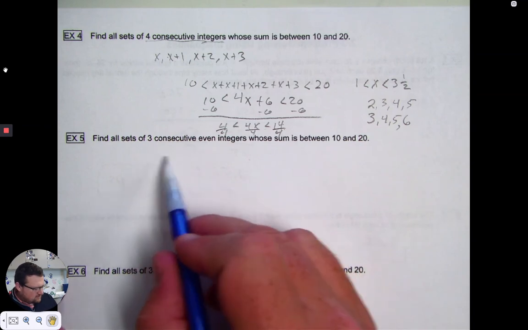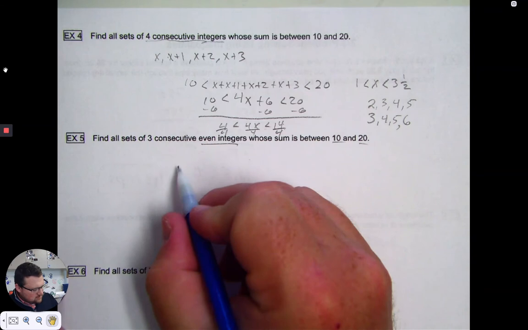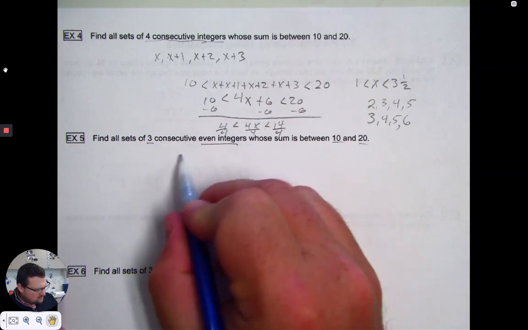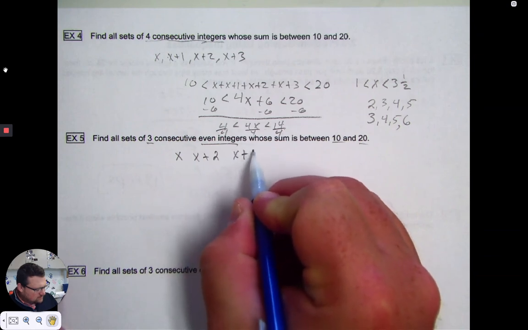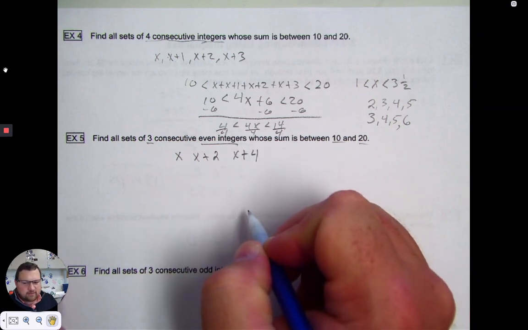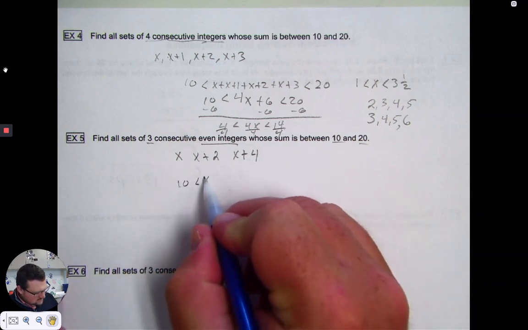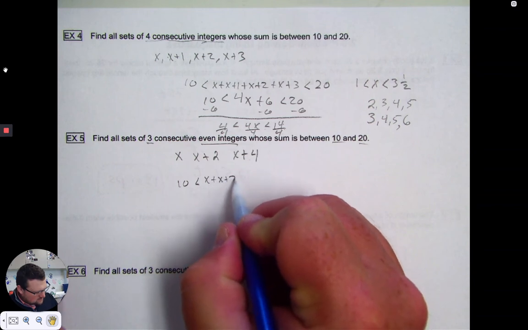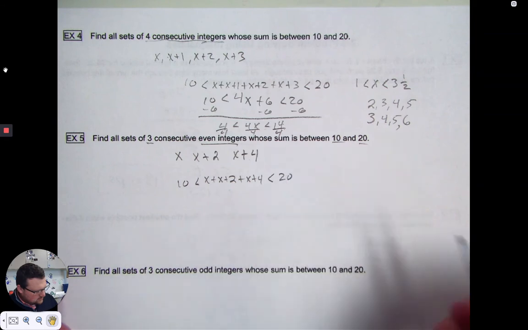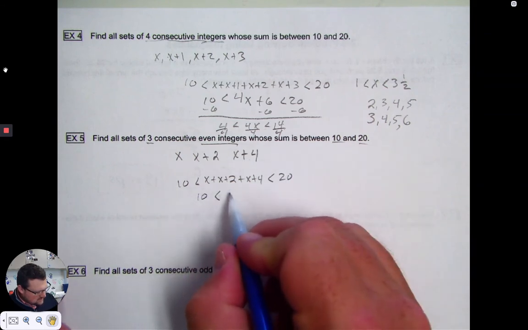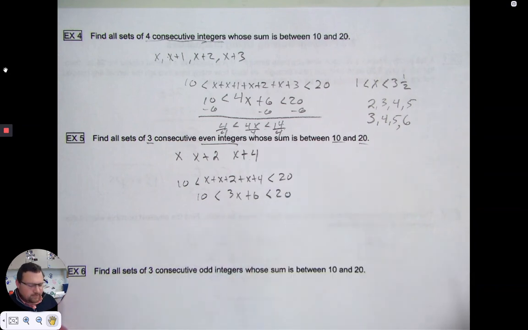So find all sets of 3 consecutive even integers whose sum is between 10 and 20. So now we have 3 consecutive evens, so x, x plus 2, and x plus 4, because those are our 3 even integers in a row. So 10 has to be less than x plus 2 plus x plus 4, which has to be less than 20. So 10 is less than 3x plus 6, which is less than 20.